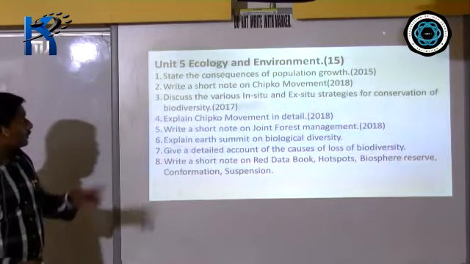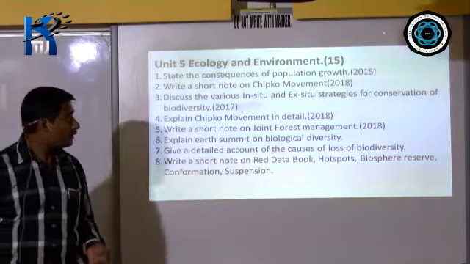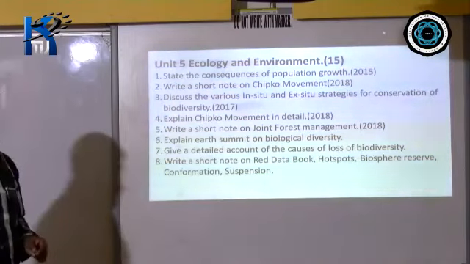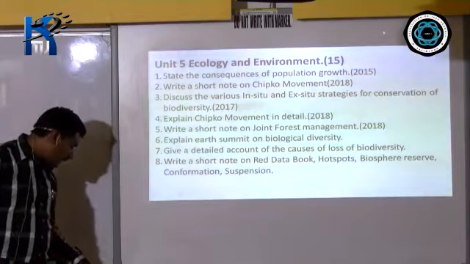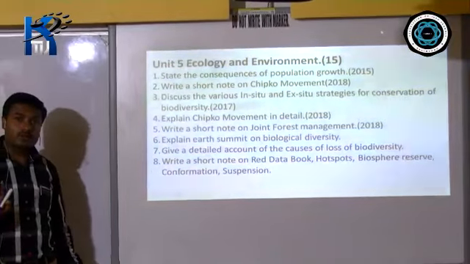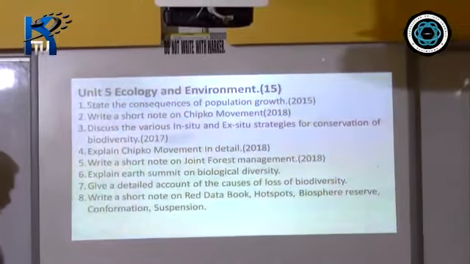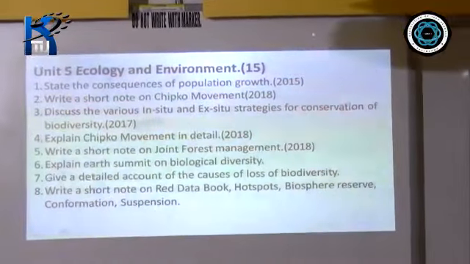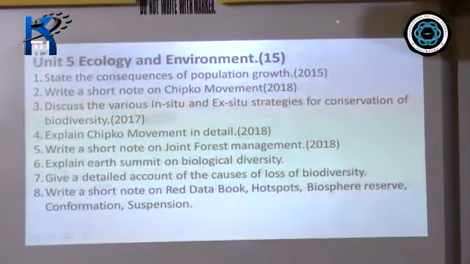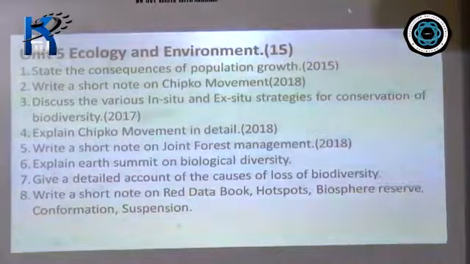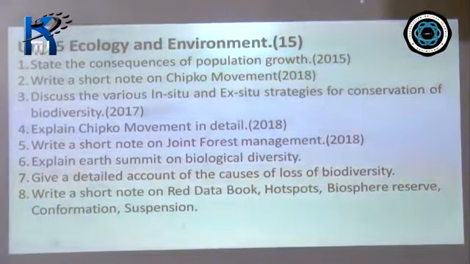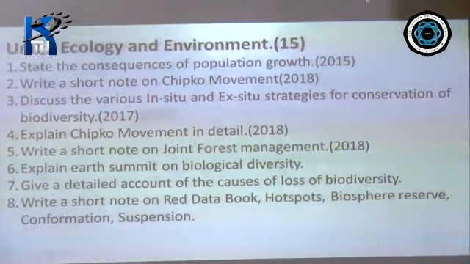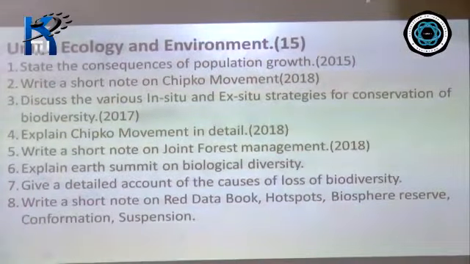Next, Unit 5, that is the last one, Ecology and Environment. In Ecology and Environment, there are altogether 4 chapters. Number 1, Organisms and Populations. Then Ecosystem. Then Biodiversity and its Conservation, and Environmental Issues. These 4 chapters come under Unit 5, Ecology and Environment, and the total weightage of marks is 15.